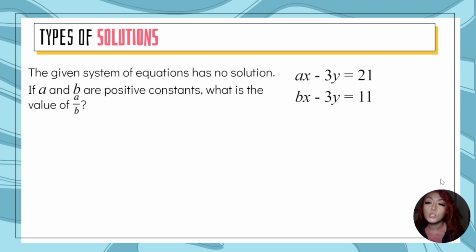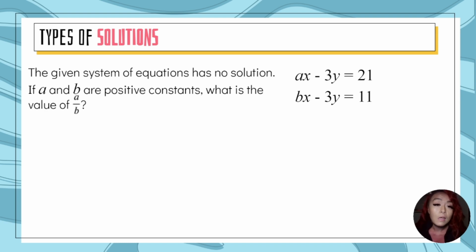Let's take a look at this question here. The given system of equations has no solution. If a and b are both positive constants, what is the value of a over b? So let's look at our system here. We have ax minus 3y equals 21 and bx minus 3y equals 11. They tell us that the given system has no solution.